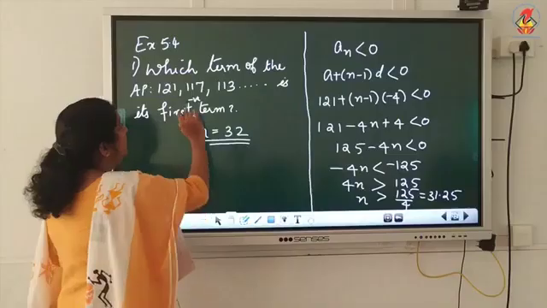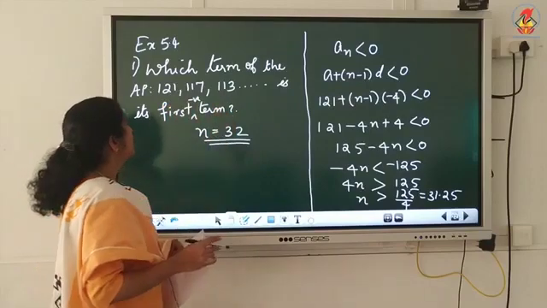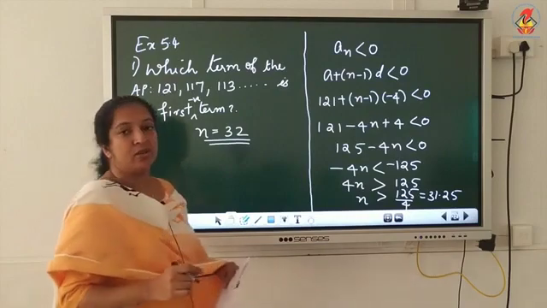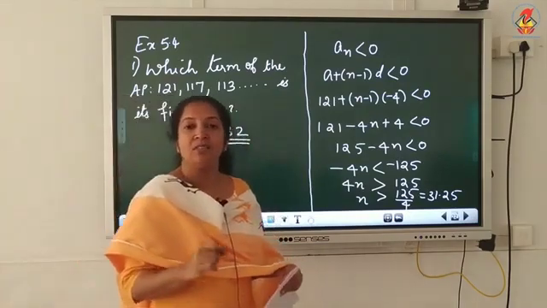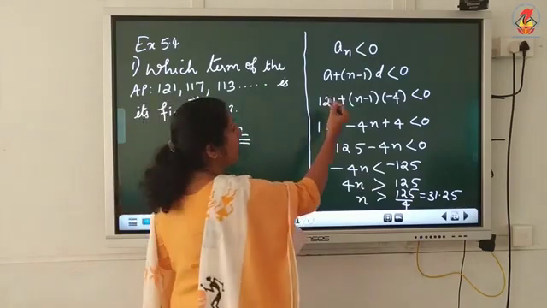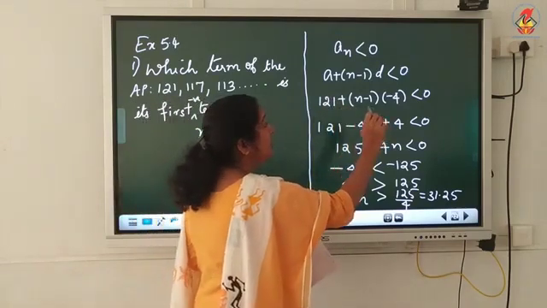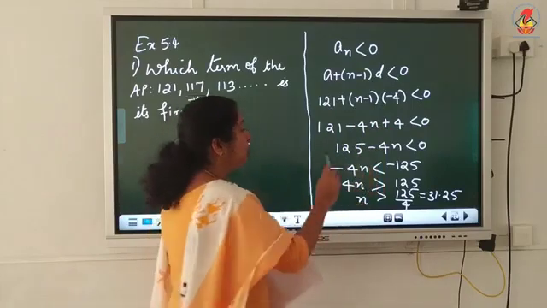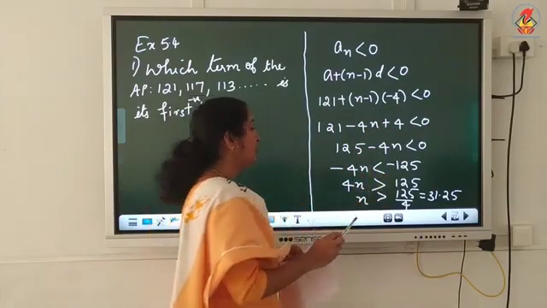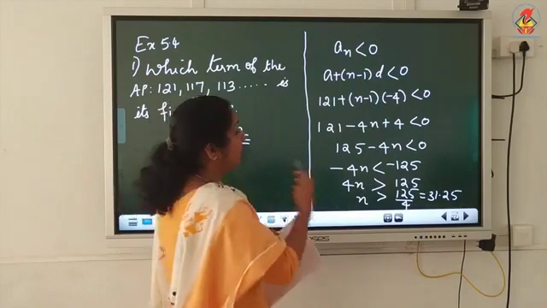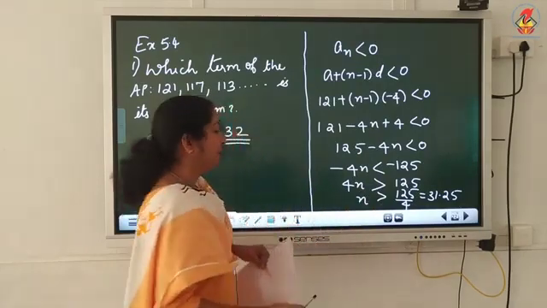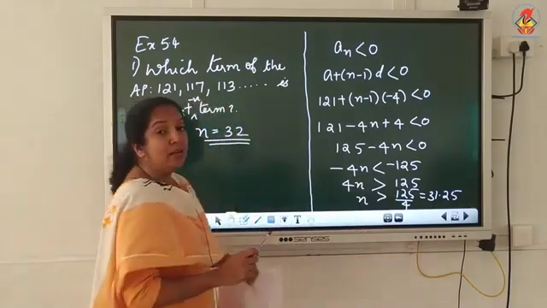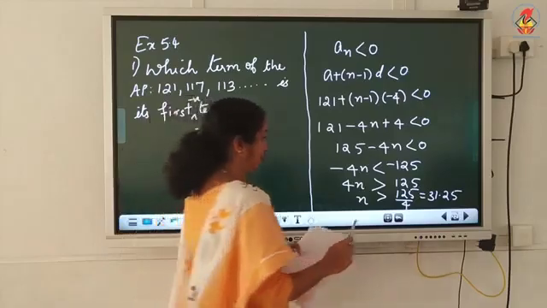So the question is, which term of the AP 121, 117, 113 etc. is the first negative term? First negative term means a_n less than 0. So when you apply the formula, a plus (n minus 1)d less than 0. 125 minus 4n less than 0. So minus 4n less than minus 125. So 4n is greater than 125. So n is greater than 31.25. So we can take n is equal to 32.